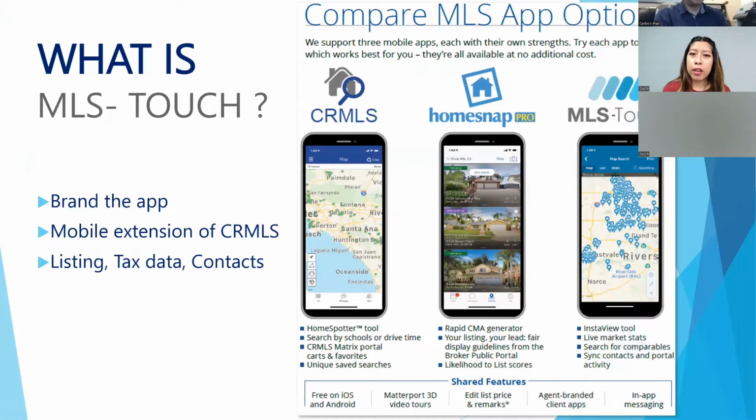MLS Touch gets compared a lot to the CRMLS app as well as the HomeSnap app. They are alike in a good amount of things, but they do have their own different things. For instance, CRMLS has a home spotter tool. HomeSnap has a rapid CRMLS generator, but the nice thing about the MLS Touch app is that it has the InstaView tool, and we'll talk more about that as we go along.